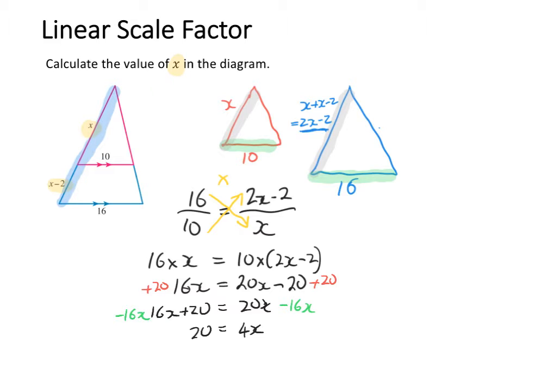And then I can divide both sides by 4. So x is going to equal to 5, or 20 divided by 4. So my value of x in my diagram is equal to 5 units. And I've calculated that using scale factor and proportionality and the cross multiplication method.